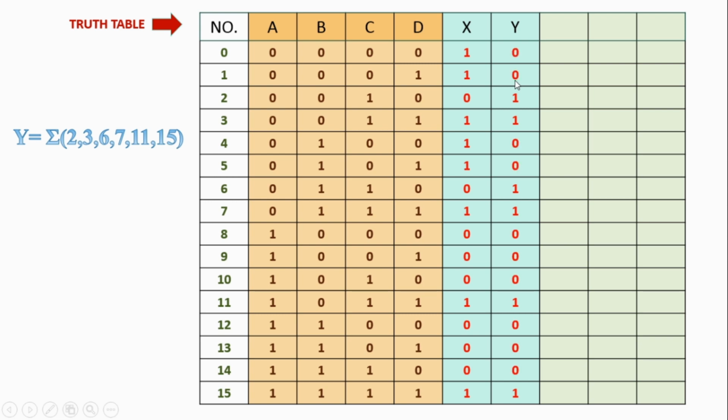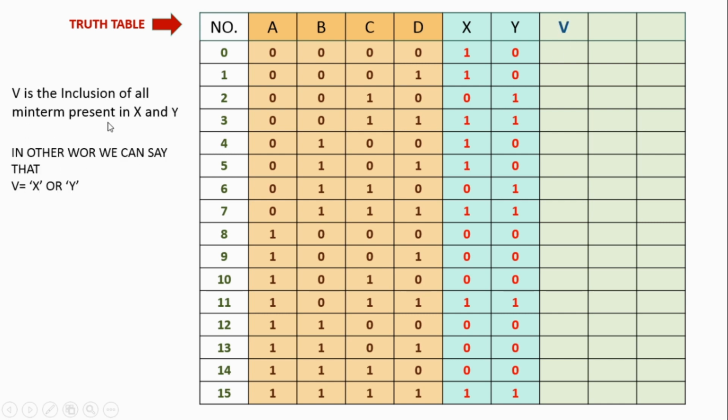and the rest of the places will be 0. Now from the previous analysis we have concluded that V would contain all the minterms present in X and Y. In other words, V is the OR operation of X and Y. If we perform the OR operation, we get 1 0 1 1 0 1 0 1 1 1 1 1 1 0 1 1 0 1 1 0 0 1 1 1 1 1 0 0 0 0 0 0 0 0 0 1 1 1 0 0 0 0 0 0 0 0 0 1 1 1.